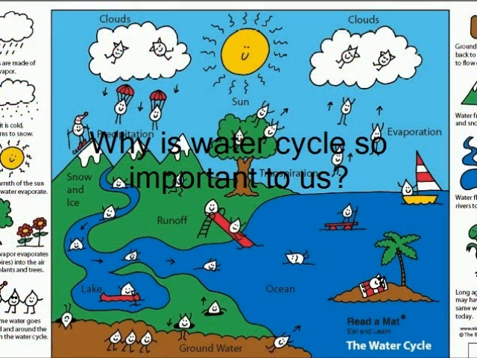Why is the water cycle so important to us? Because it keeps the water clean so we can drink it, because animals will die because they need water to drink, and sea creatures need to live in it. Without water, the earth will overheat. Plants will die without water because they need water also to grow.